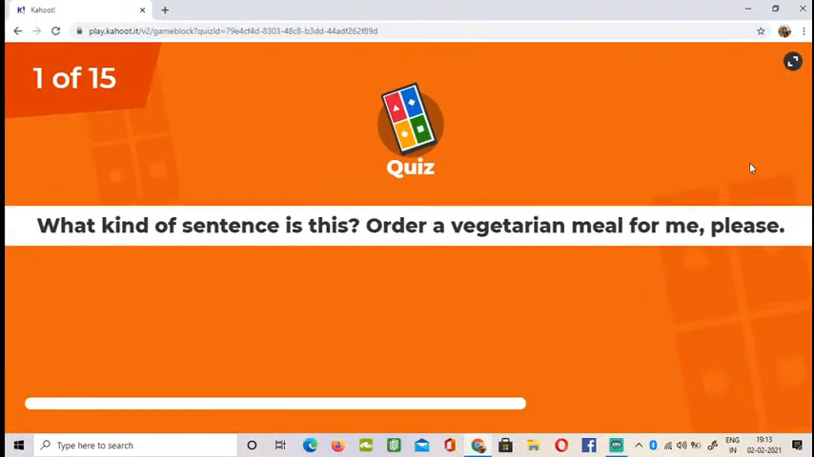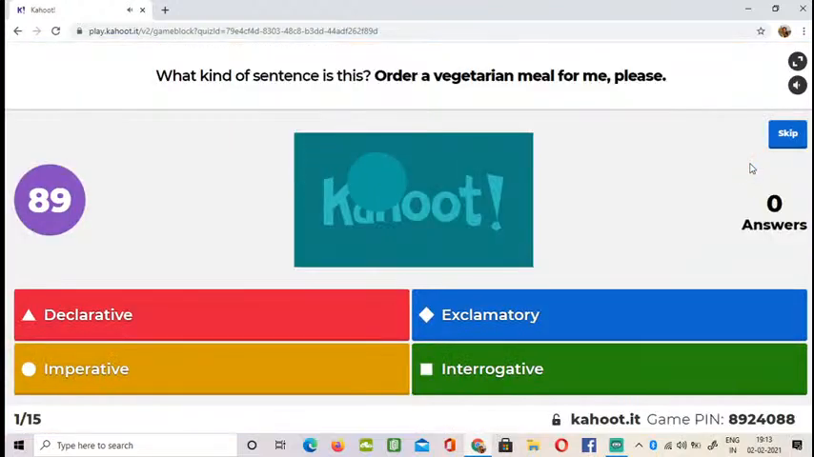The first one is the same one, and I think you all can answer it very easily because it's the same one.